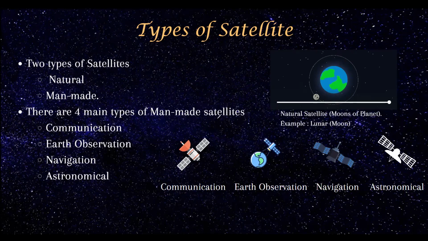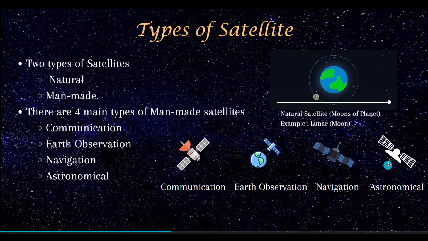There are four main types of man-made satellites: communication, Earth observation, navigation, and astronomical. Communication and navigation relate to military defense. Earth observation satellites observe the Earth and tell us what the weather is, and astronomical satellites tell us what astronomical events will happen. Like if there's a conjunction between two planets, the astronomical satellite will detect it with its camera, gather all the information and send it to us.